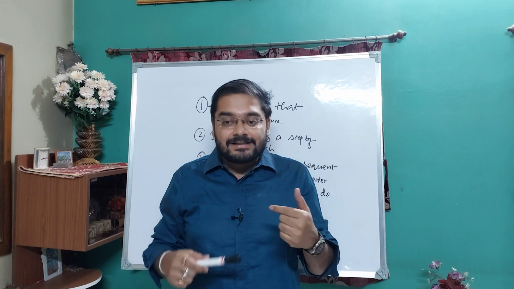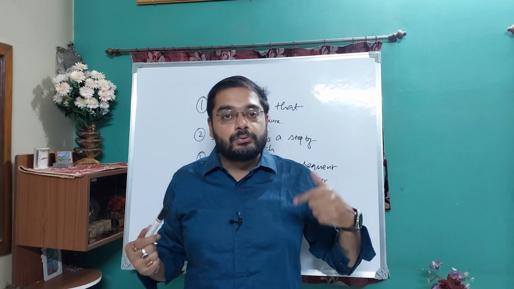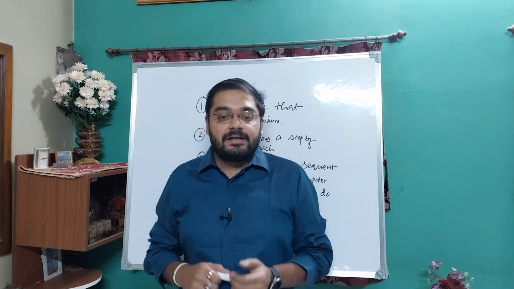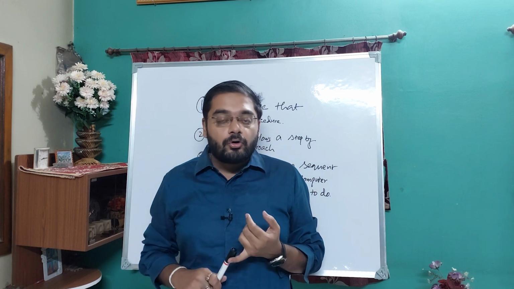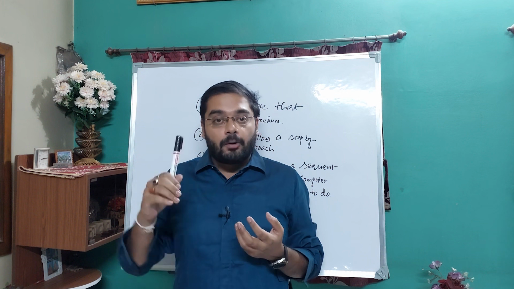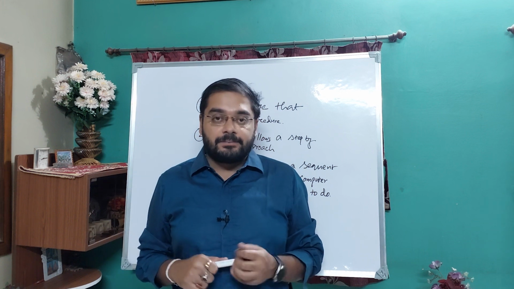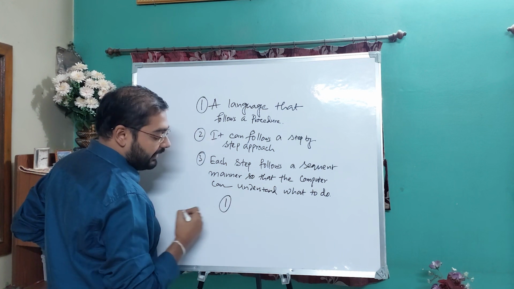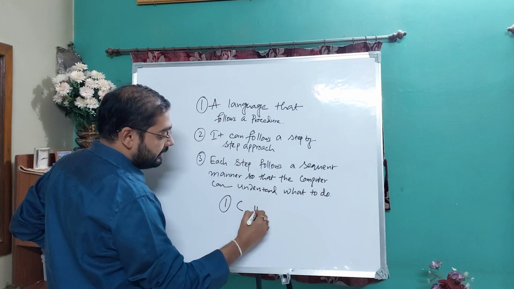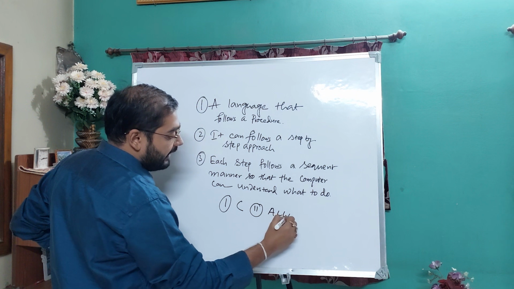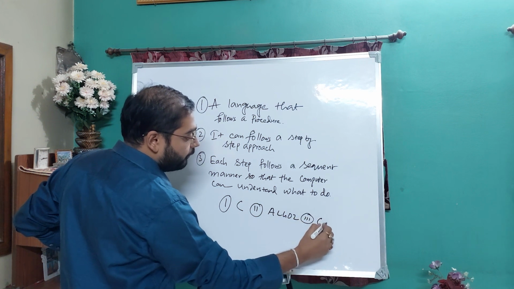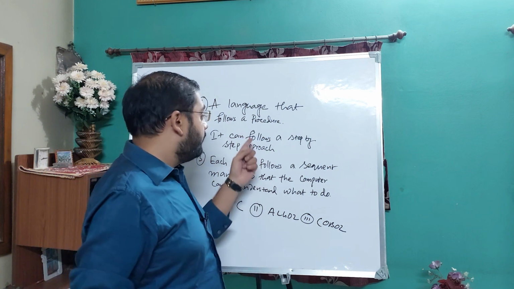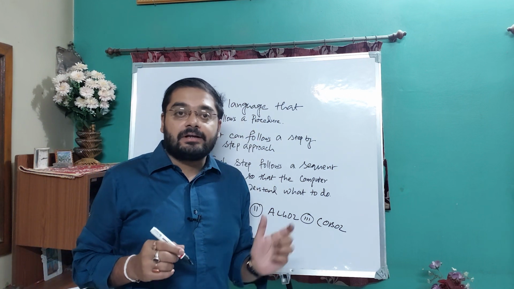So the computer understands which type of language is used and what procedure is maintained here. That is the main motto, or the main structure, of procedure oriented programming. Examples of procedure oriented programming are number 1, C, number 2, Algol, and number 3, Cobol. These three are procedure oriented languages.